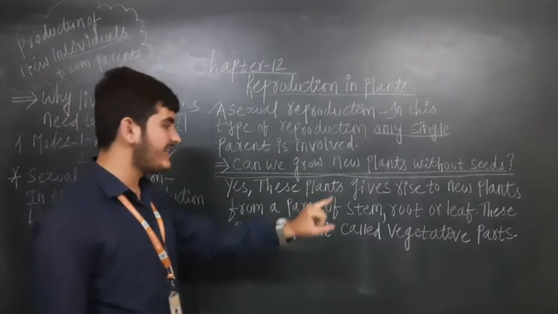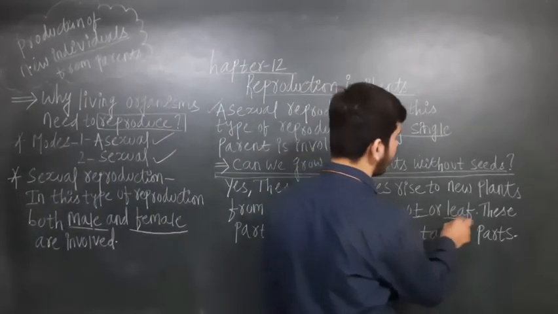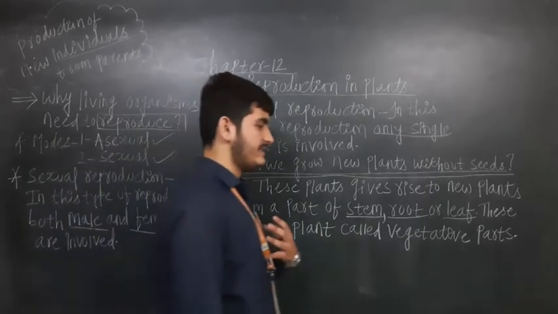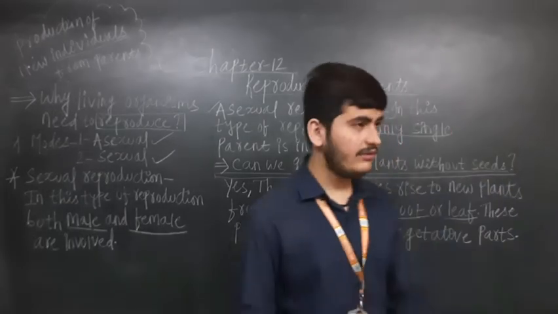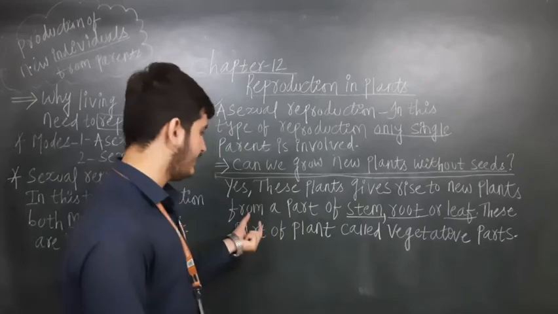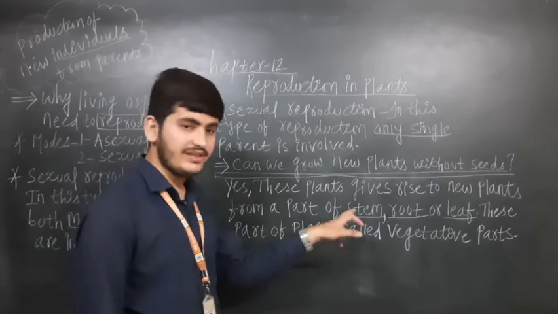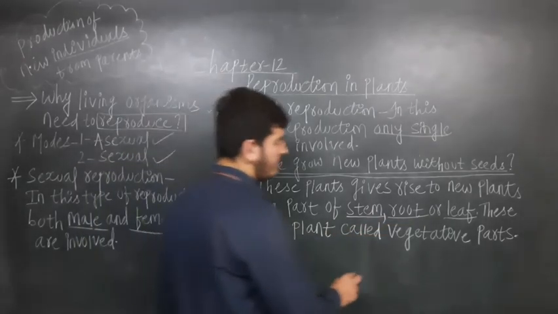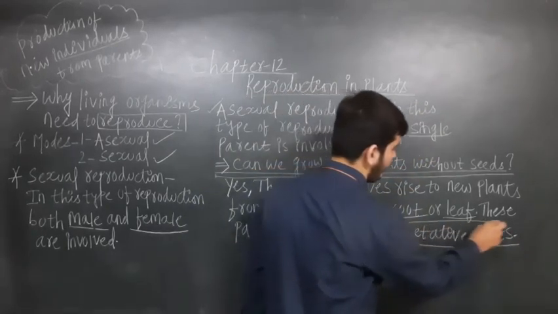These plants give rise to a new plant from a part of the stem, root or a leaf. Means many types of plants are like that, which we can grow without seeds. So how are they regenerating? Means these plants give rise to a new plant from a part of the stem, or from the root or leaf. These parts of a plant are called the vegetative parts.